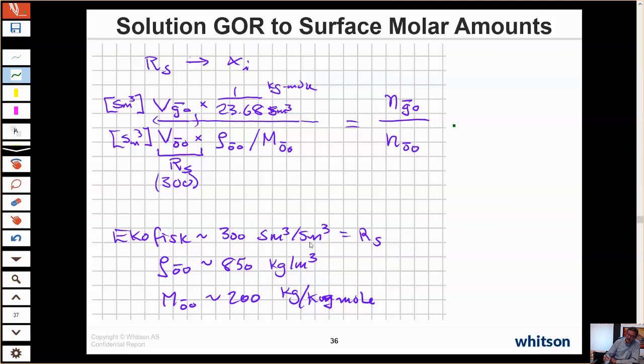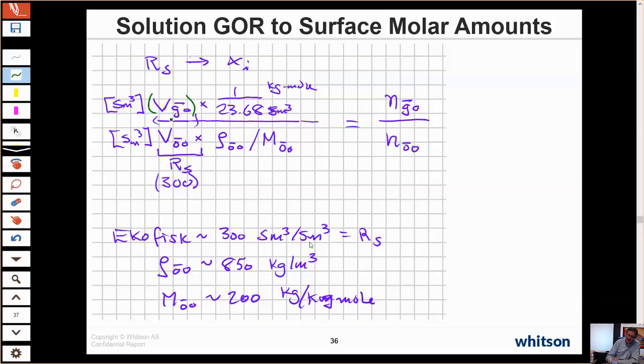If you want to convert the surface gas coming from the reservoir oil to moles, you have to divide by, in SI units, 23.68 standard cubic meters per kilogram mole. If you were doing it in field units, you'd use 379 standard cubic feet per pound mole. We're doing this in metric units.